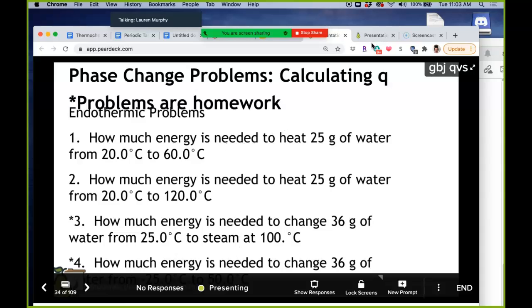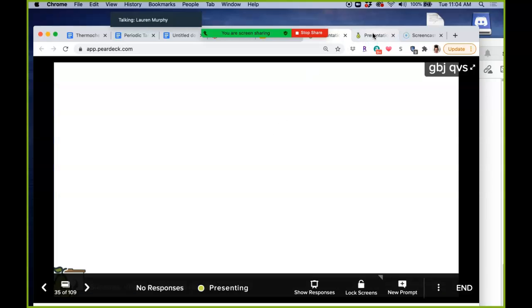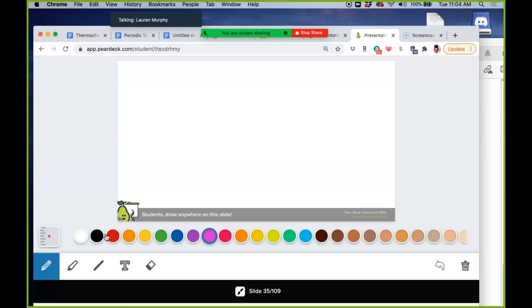So here we go. How much energy, so this is Q, is needed to heat 25 grams of water? So we're using water as our substance, and we're heating it from 20 degrees Celsius to 60 degrees Celsius. So this isn't a chemical reaction, this is a phase change. We're just taking water and we're heating it, so it's not going to change chemically. So what do you do? Well, first thing you do, draw the lines. Draw your chart. Here it is.